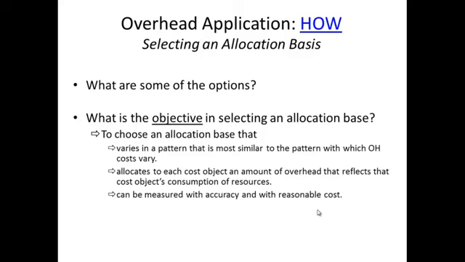Ultimately, we want to allocate to each cost object an amount of overhead that reflects that cost object's consumption of resources. And we also need an allocation base that can be measured with accuracy and with reasonable cost. So there's that cost-benefit trade-off. So keep that in mind. The overriding objective here is to allocate overhead in a manner that reflects that cost object's consumption of those overhead resources. And if you're allocating an overhead in a manner that is not reflective of the consumption of those overhead resources by that cost object, therein lies the source of the measurement error. So we'll be trying to avoid that.